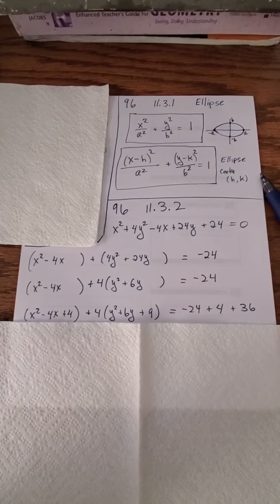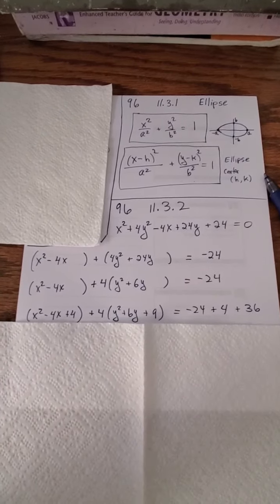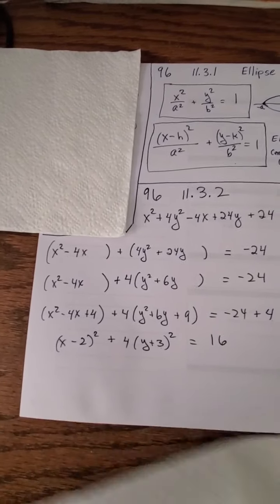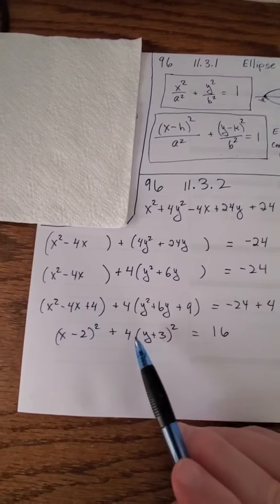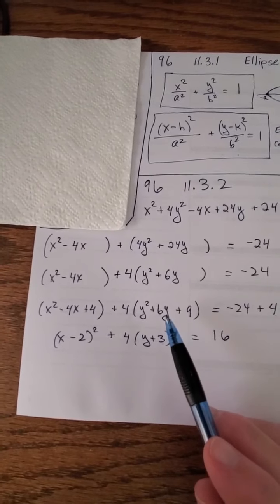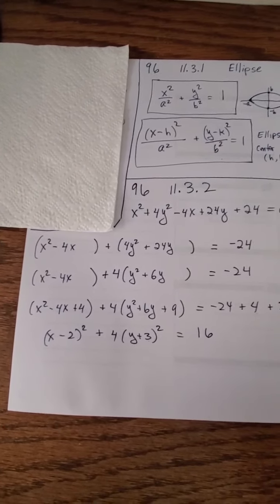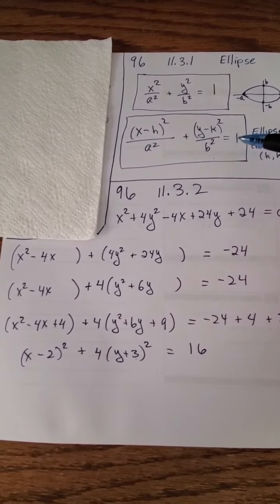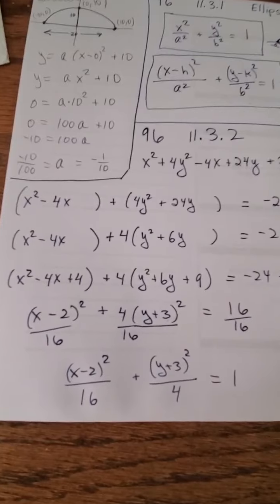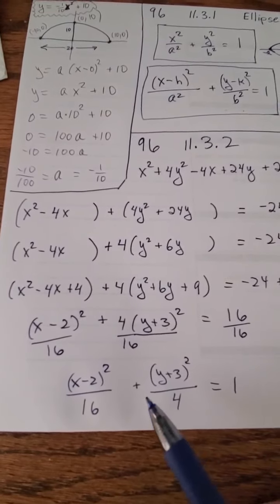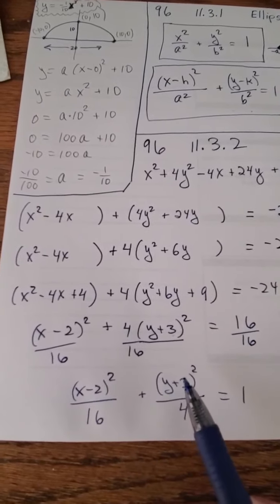And now, putting it all together, we're left with this: x minus 2 squared, that's what this is, plus 4 times y plus 3 squared, that's what that is, and that equals 16. I'm almost done because in the formula, I need a 1 over here, not a 16. So I'm just going to divide each side by 16. And voila, we have this, which is an ellipse whose center is 2 comma negative 3.